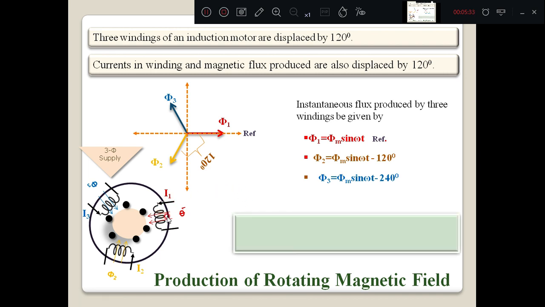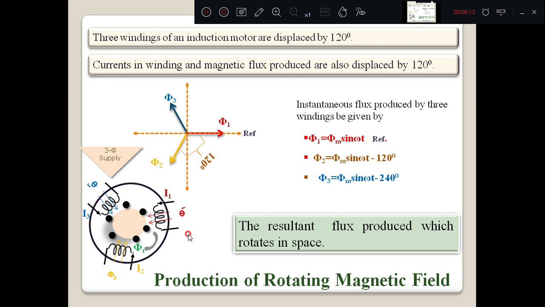When these three fluxes, phi 1, phi 2 and phi 3, are interacting with each other, they produce the rotating magnetic field. That is why I am writing here the resultant flux produced, which rotates in space. Because of the interaction of phi 1, phi 2 and phi 3, a resultant flux is produced that rotates in the air gap. How exactly the resultant flux rotates in the air gap, we will study now.